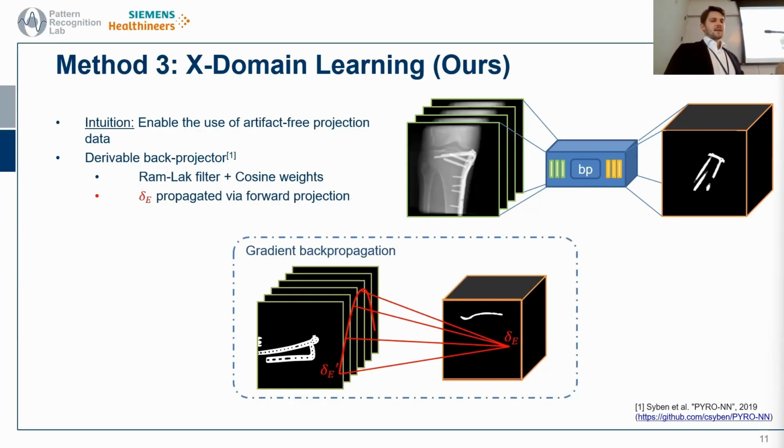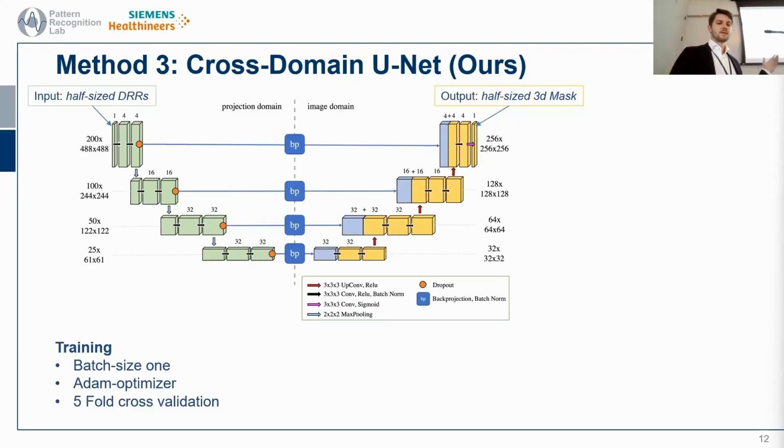Here, it's important to understand how gradient backpropagation works, and I will just introduce this for the folks that are not so involved with deep learning. During deep learning, you have to propagate an error back through the network, and a volume error delta E here will be distributed to all those pixels in the projection data that contribute to that voxel, right? So this is how we can train the projection domain side of the model just by feeding it volumetric masks. This is the resulting final architecture of the cross-domain U-Net.